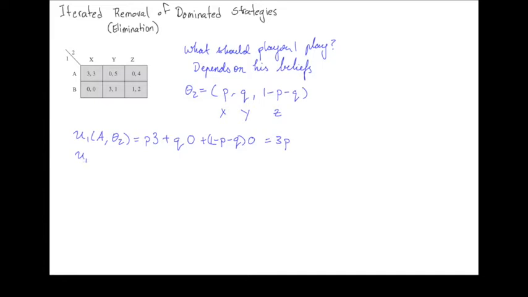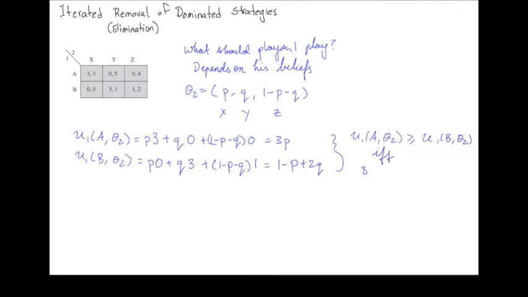Player 1's payoff from playing B in expectation, given his belief theta 2, is with probability P, player 2 plays X, and player 1 gets 0. With probability Q, player 1 gets 3, because player 2 will play Y. And with probability 1 minus P minus Q, player 2 will play Z, and that will result in a payoff of 1 for player 1. Adding that up, we get 1 minus P plus 2Q.